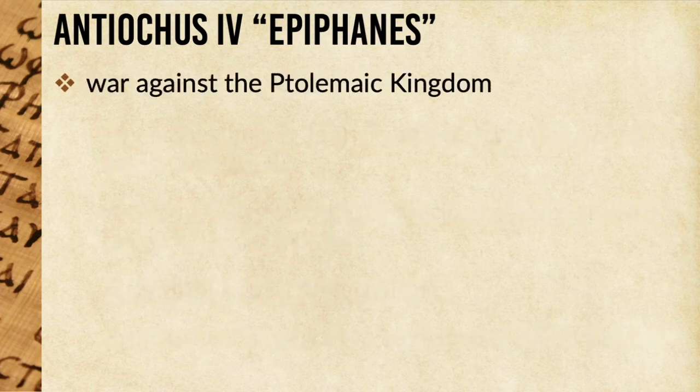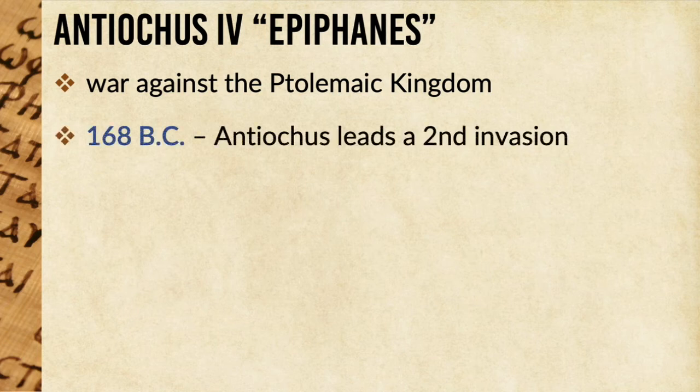Antiochus IV is interested in expanding his kingdom. He can't really do it much in Asia Minor because you've got the Romans to worry about, but he can do it in Egypt. And so he's going to wage war against the Ptolemies in Egypt. In 168 BC, Antiochus leads a second invasion. He takes his army once again to Egypt to conquer territory so he can add to his kingdom, so he can feel great that he's a great conqueror.